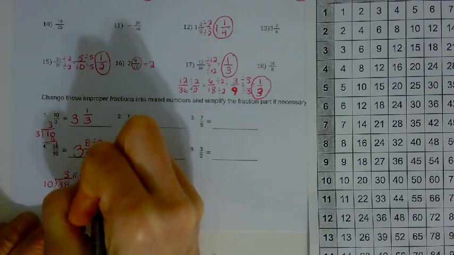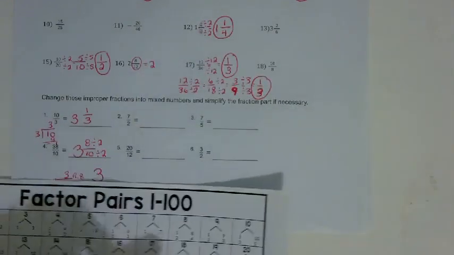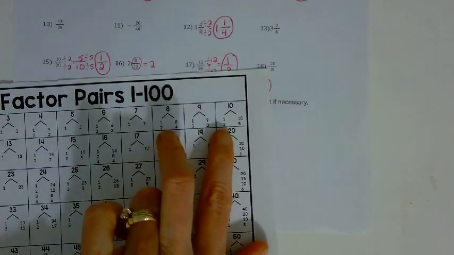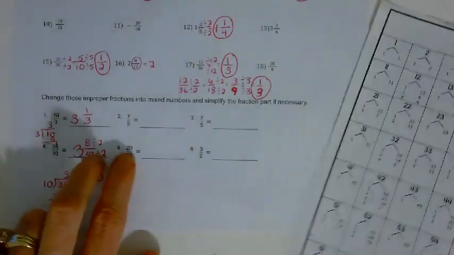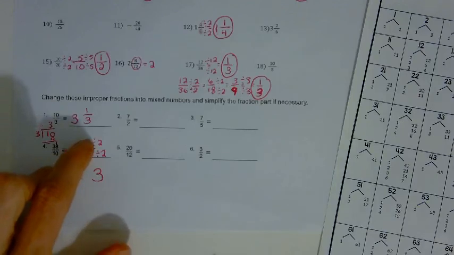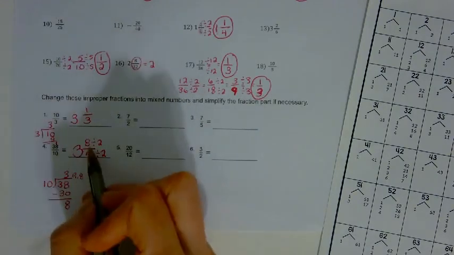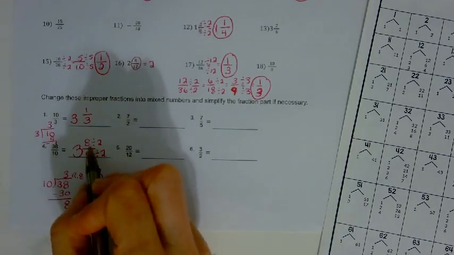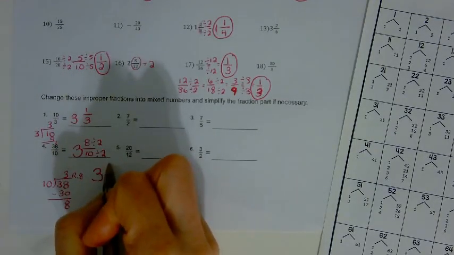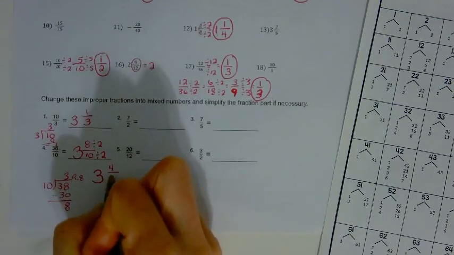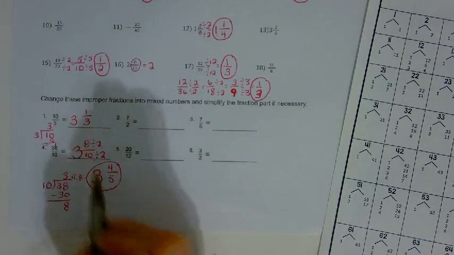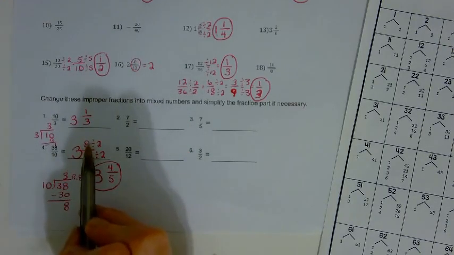If you look at 8 and 10 here on our factor pair sheet, they share a factor of 2. So this is not simplified because they have a shared factor. So you have to simplify it by dividing by that shared factor. So we get 3 written down, and then 8 divided by 2 is 4, and 10 divided by 2 is 5, and so now we have 3 4/5 instead of 3 8/10, because we want to divide by those common factors and get them out of the top and the bottom.